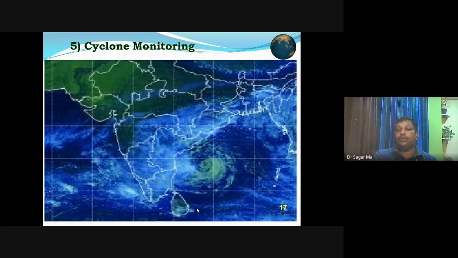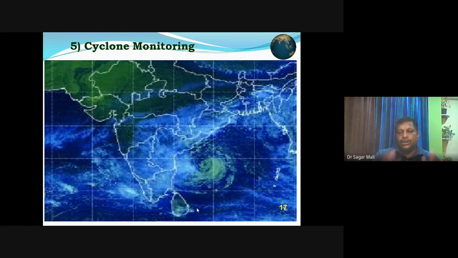Another important application is cyclone monitoring. In satellites, we already know the geostationary satellite. It is an equator orbiting satellite. They observe the same portion, and they are used for meteorological and telecommunication purposes. So geostationary satellites are normally used to monitor cyclones because they keenly observe the same area for a longer period of time.